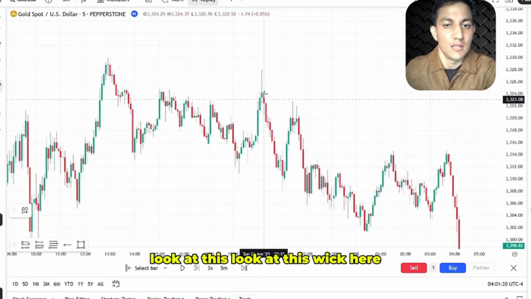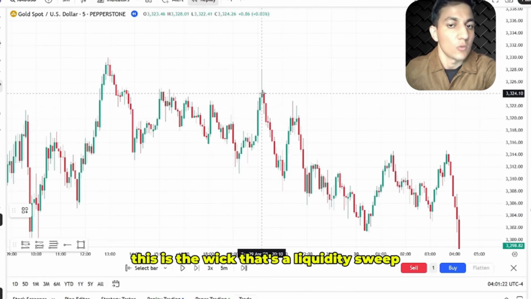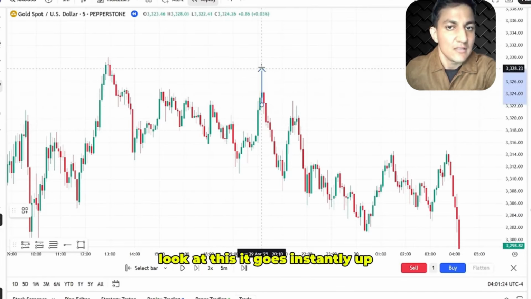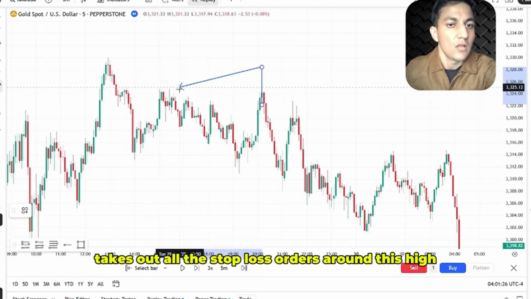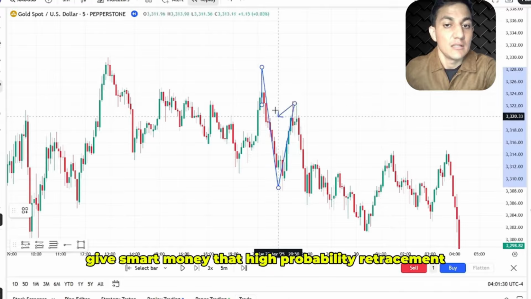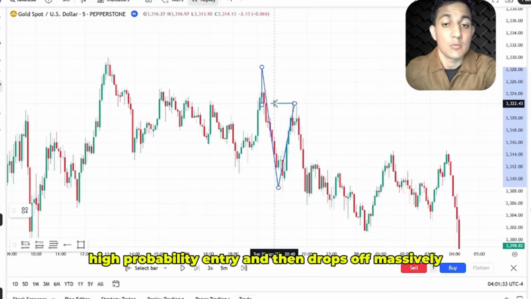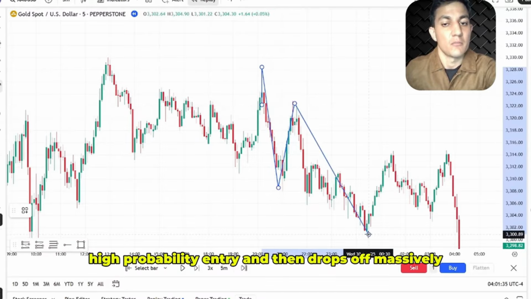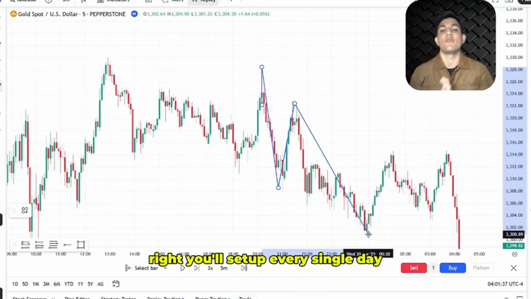Look at this wick here. This is the wick that's a liquidity sweep. It goes instantly up, takes out all the stop loss orders around this high, drops aggressively, gives smart money that high probability retracement, high probability entry, and then drops off massively, right? You'll see this every single day.